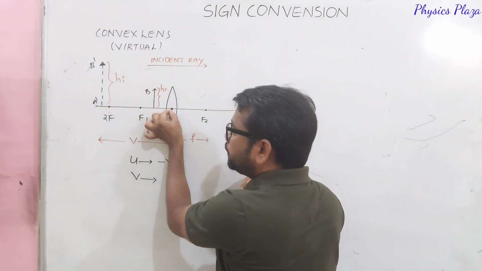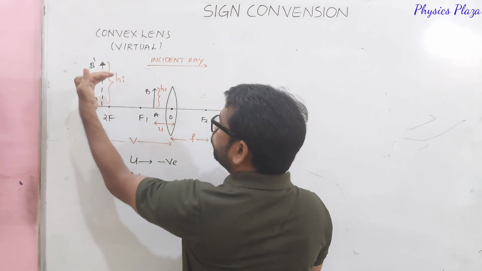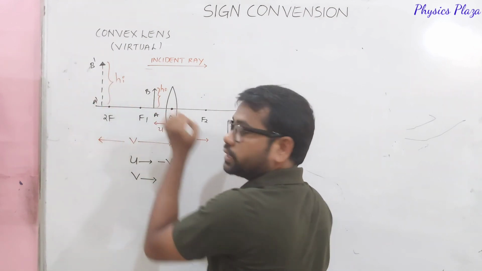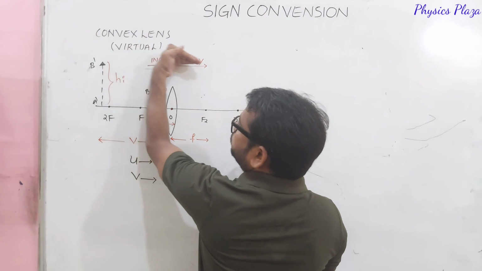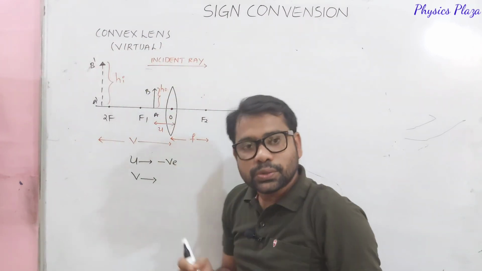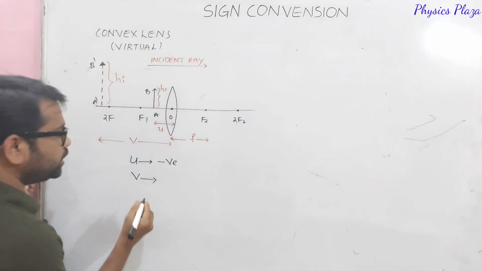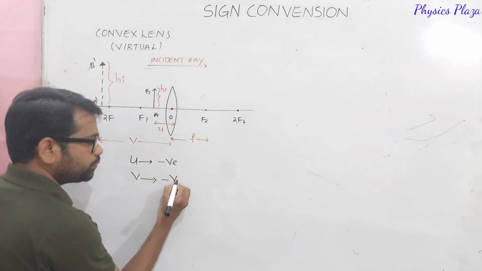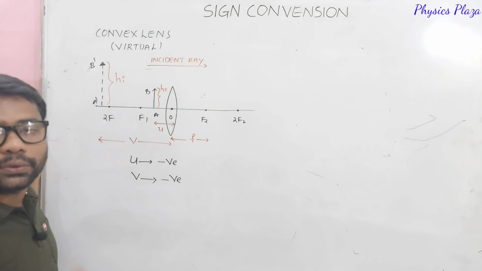So in order to measure the image distance, children, we are going in the opposite direction to the incident ray. The light ray is coming like this, but we are moving like this. So both are again opposite only. So here the image distance is negative. Children, for a virtual image, the image distance is always negative.